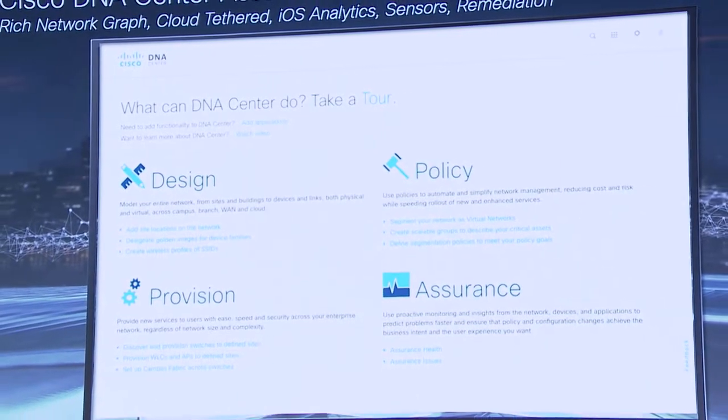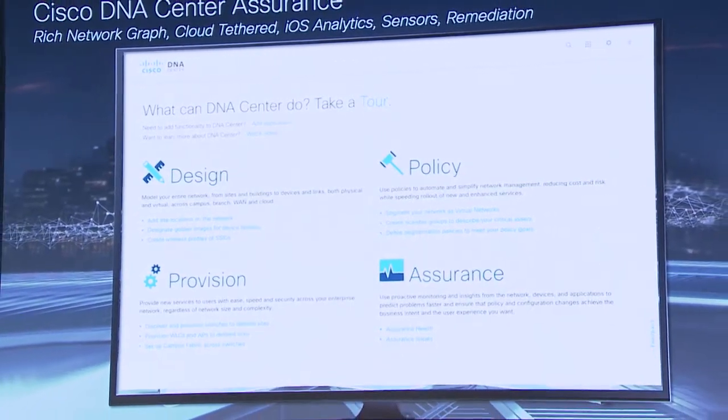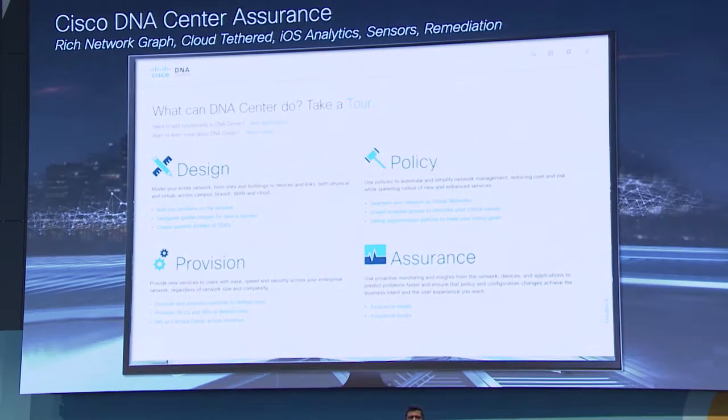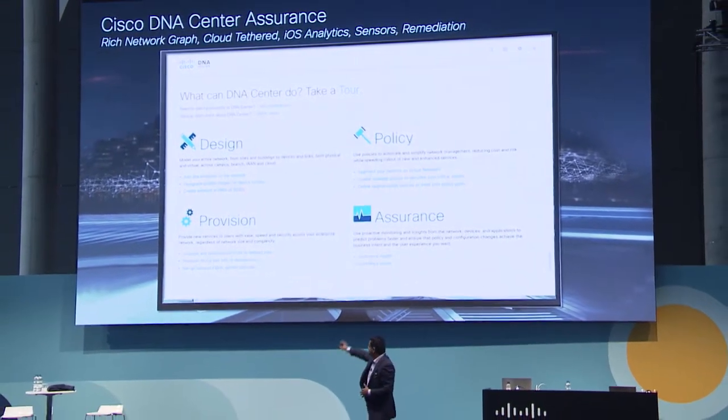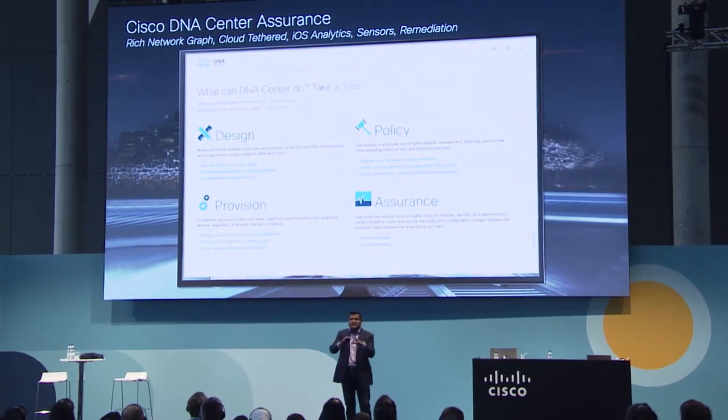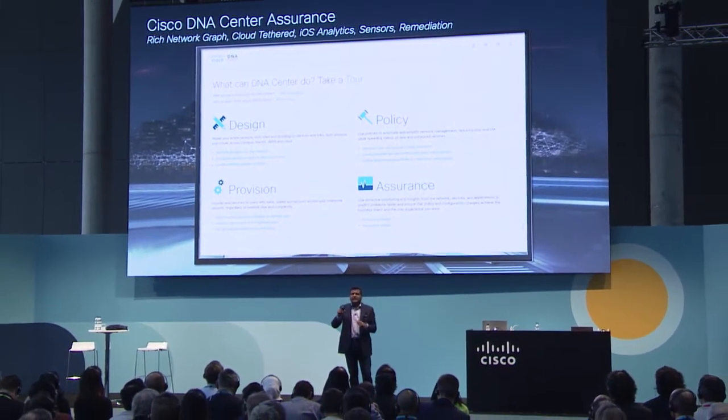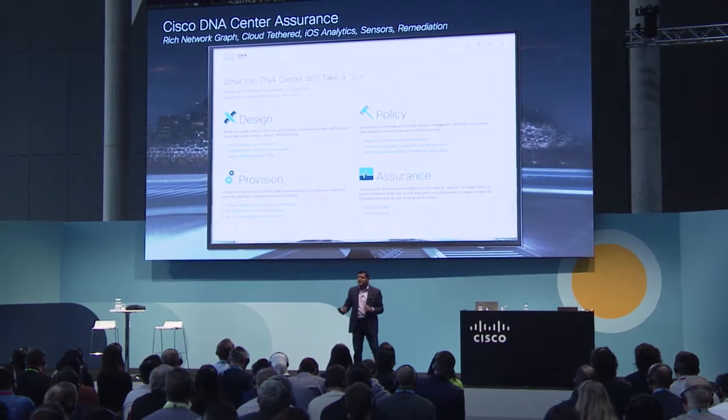So let's take a look at the product very quickly. This is DNA Center. We announced this last June. It's been available since August. This capability is now shipping on DNA Center as well. You see at the bottom right-hand side, the assurance button. That's where all the new capability is coming out.